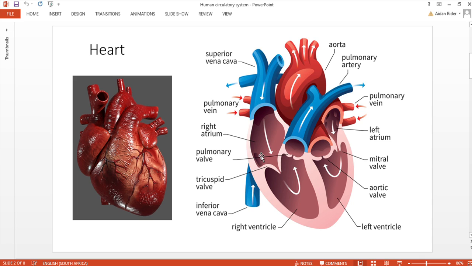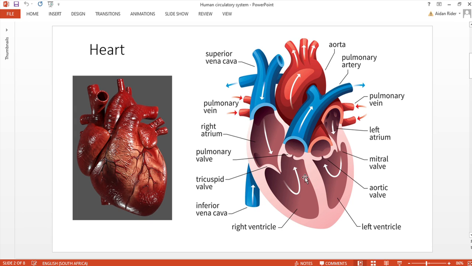It goes into the first chamber. The heart primarily has 4 chambers: 1, 2, 3, and 4. There we go. Okay, so we have 2 atriums. This is the right atrium, and this side is the left atrium. And at the bottom here we have ventricles, the right ventricle and the left ventricle.